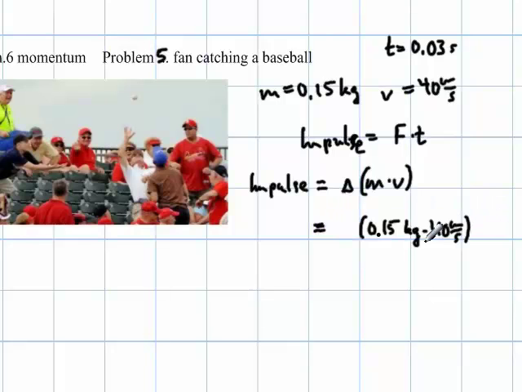And the difference is the momentum that the ball has right now minus the momentum it has when the fan has caught the ball. Well, at that point it has a momentum of 0, so I just subtract 0. I still write it there to show that we have a difference here. If I didn't write it there, somebody would question, well, what happened to the delta, the difference? Okay, anyway, 0.15 kilograms times 40 meters per second. 0.15 times 40 is 6.0, and the units are kilograms meters per second, which is the impulse.